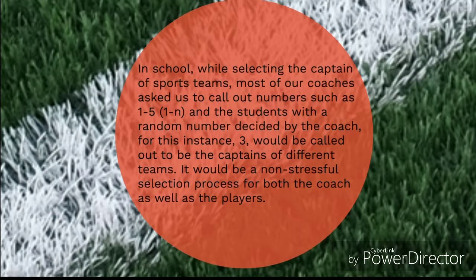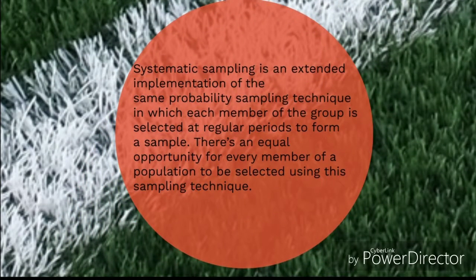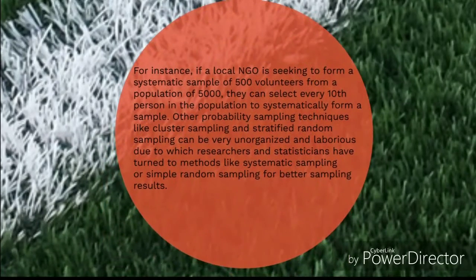Systematic sampling is an extended implementation of the same probability sampling technique, in which each member of the group is selected at regular periods to form a sample. There's an equal opportunity for every member of a population to be selected using this sampling technique. For instance, if a local NGO is seeking to form a systematic sample of 500 volunteers from a population of 5,000, they can select every 10th person in the population to systematically form a sample.